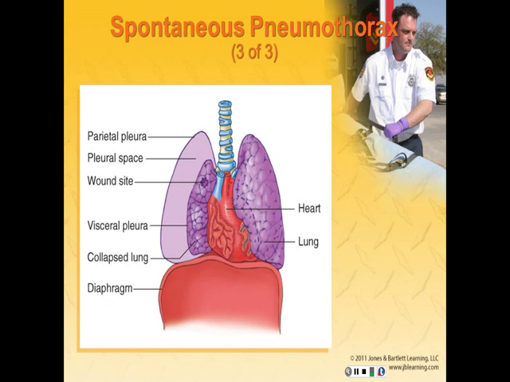Here is an example of a collapsed lung, as you can see on the right. The lung on the left is fully inflated, the lung on the right is not, and you can now see the pleural space and the site of the wound in the upper lobe of the lung.